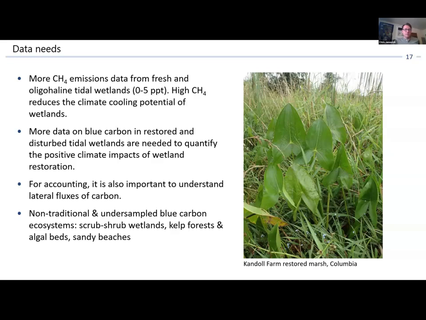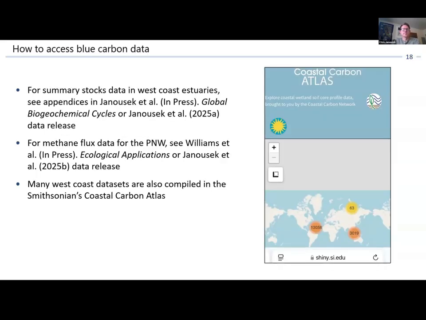And then we need more data from these more non-traditional blue carbon ecosystems. Scrub shrub wetlands are very rare, very undersampled. Kelp forests need more work, algal beds, and even sandy beaches. All right, so if you're interested in aspects of the database, how can you access the blue carbon data?